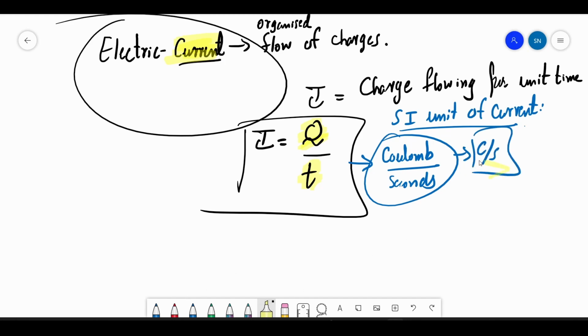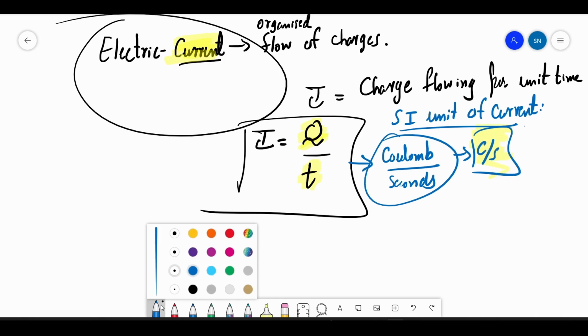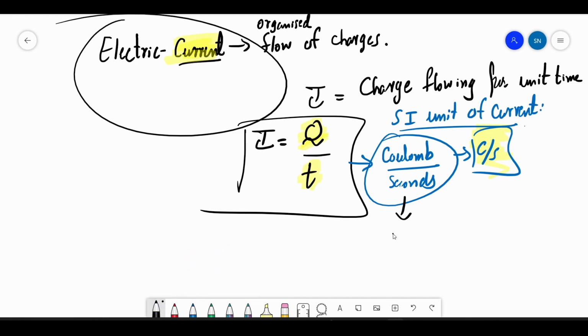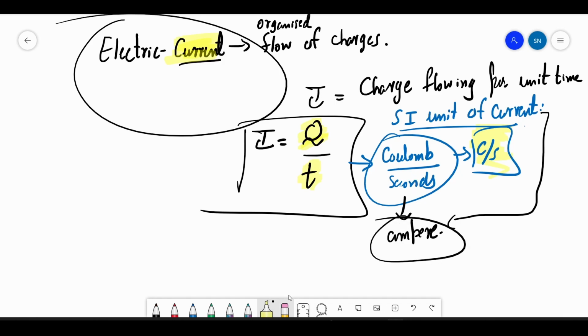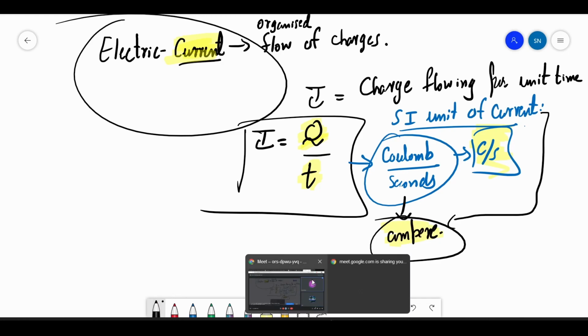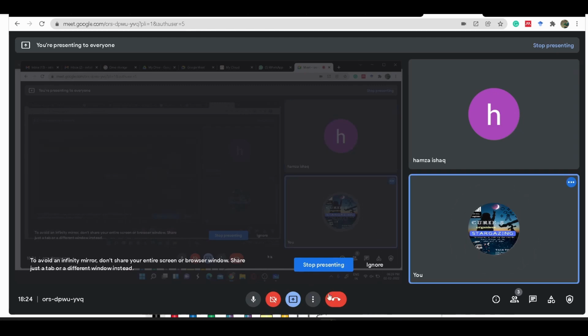Now, there was a scientist, his name was Ampere. In honor of him, this Coulomb per second was named as Ampere. So we can say that the SI unit of current is Coulomb per second or Ampere. Am I clear? 100%?